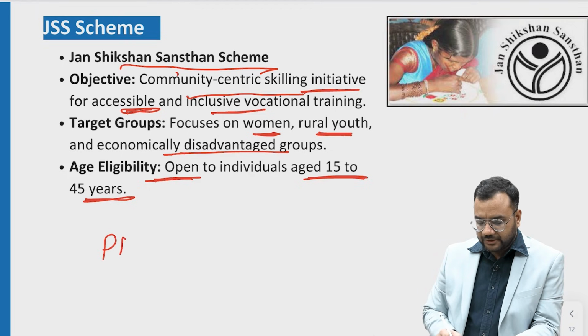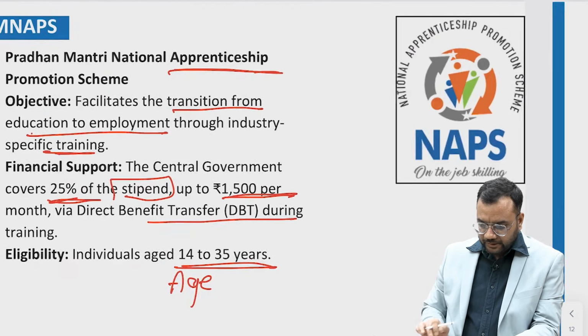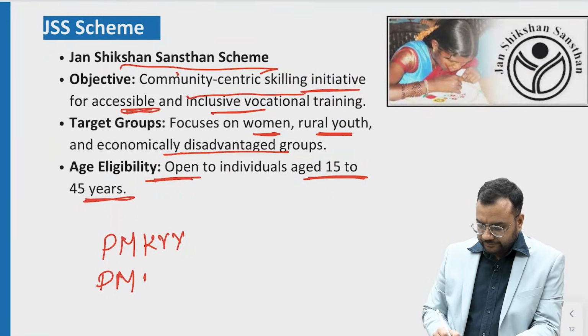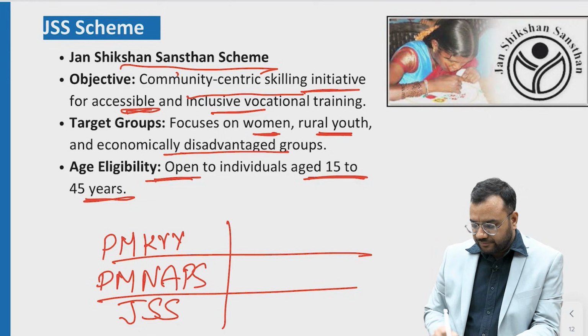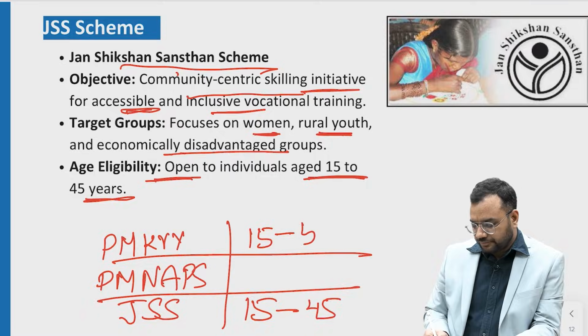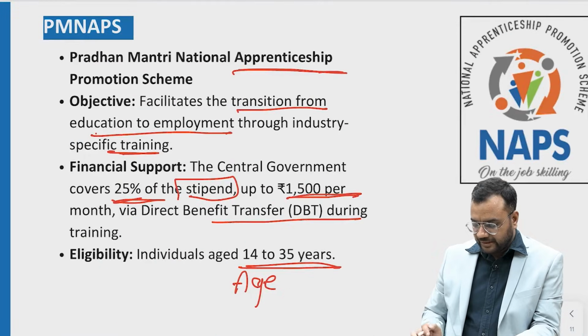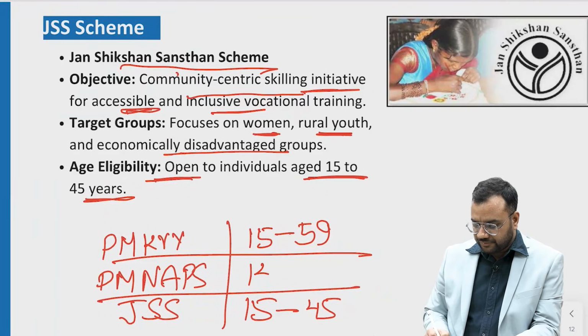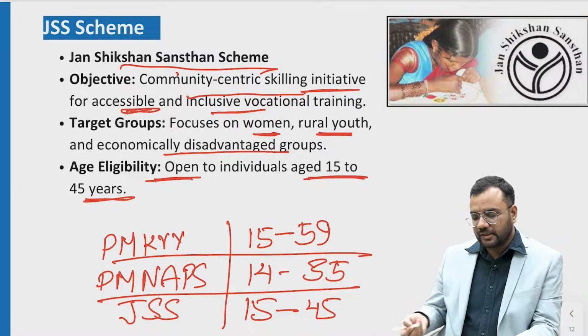So we have Pradhan Mantri Kaushal Vikas Yojana, Pradhan Mantri NAPS and then the JSS scheme, and all three have different age criteria: JSS 15 to 45, Pradhan Mantri Kaushal Vikas Yojana 15 to 59 years and PM NAPS 14 to 35 years. So this can be asked.